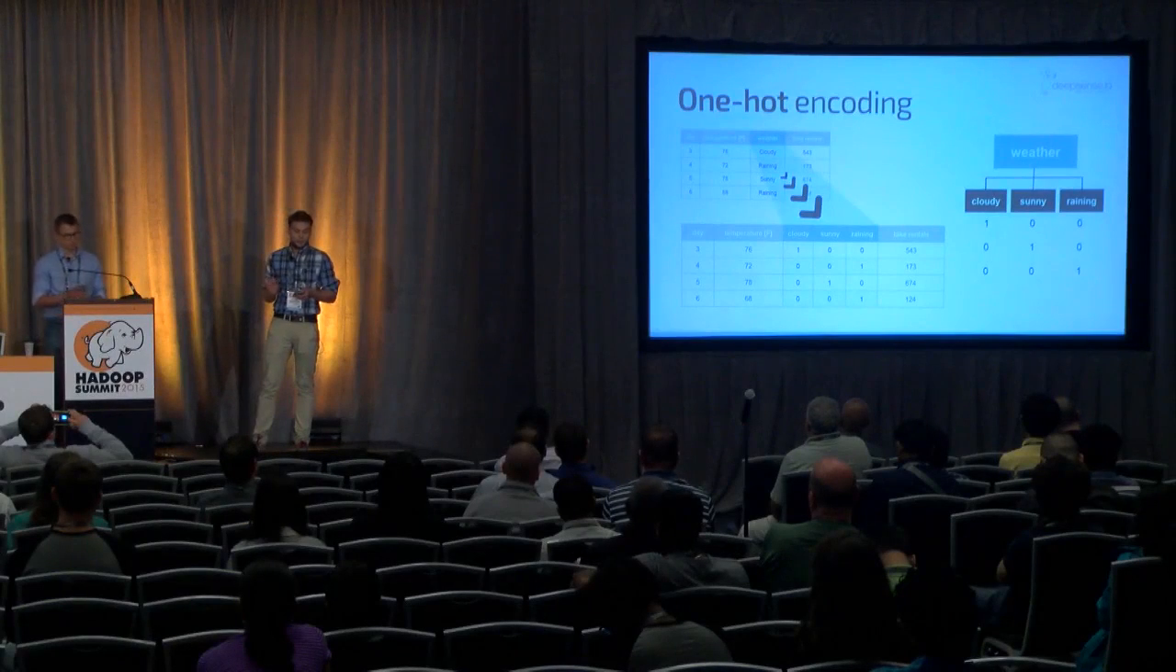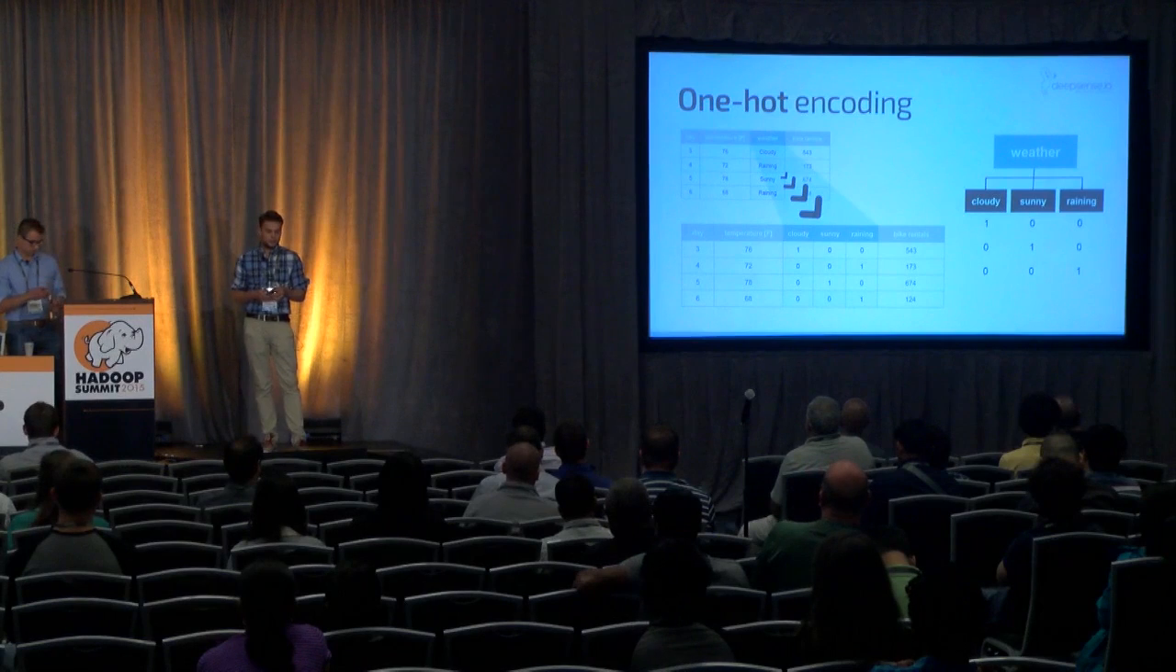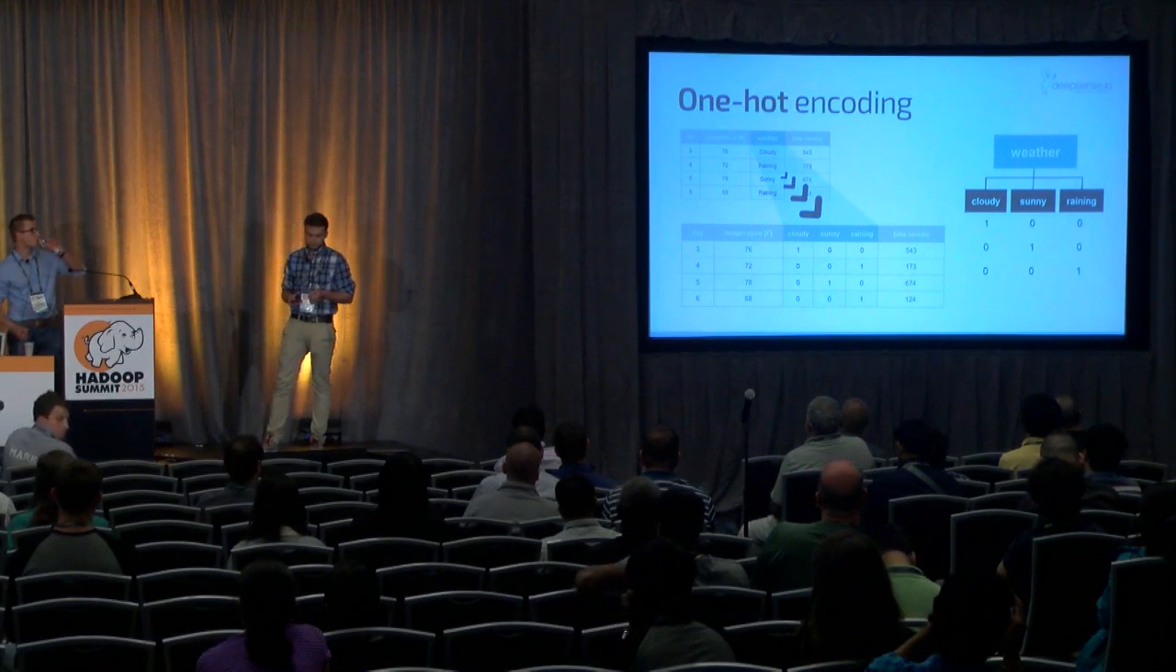to the level in this row. So that's how you convert a categorical feature into a set of numerical features.